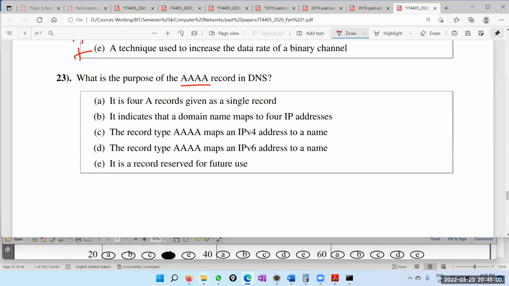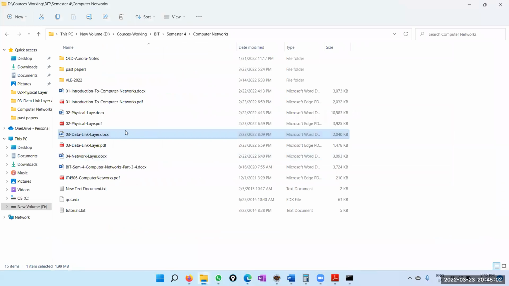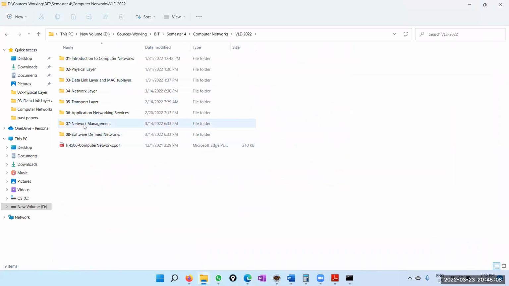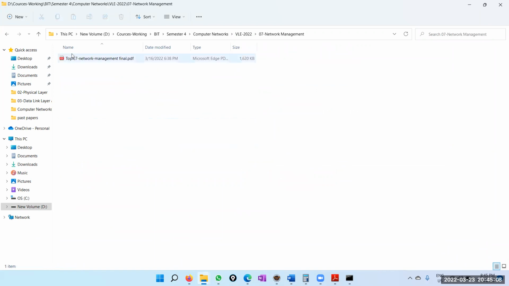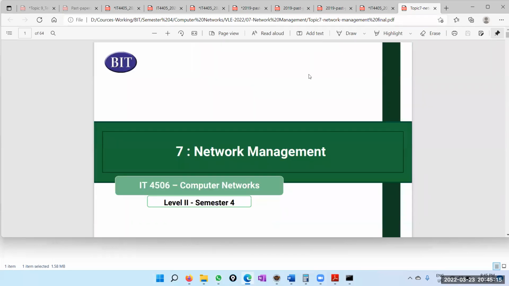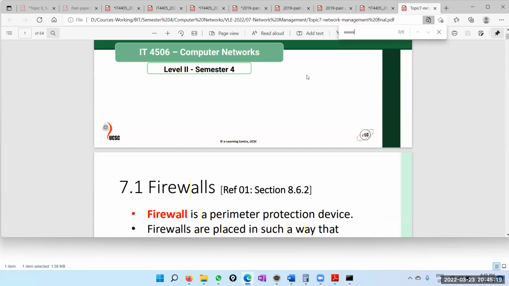So this one was specifically mentioned in your note also, your VLE note, the new syllabus note. I think that is in network management, right? The DNS entries, A.